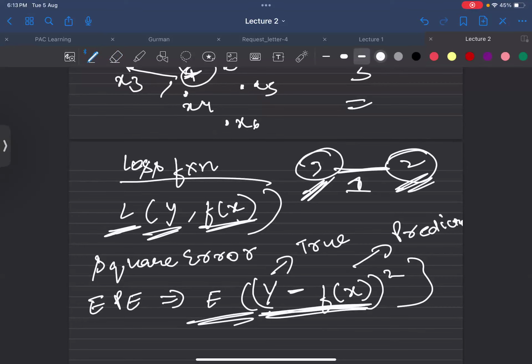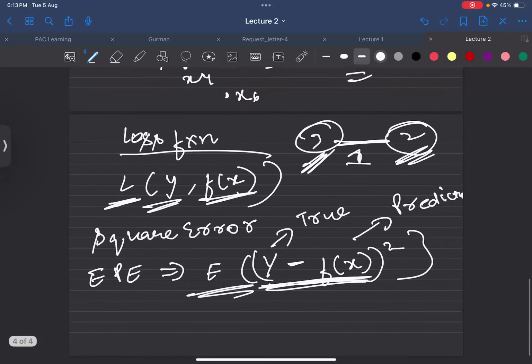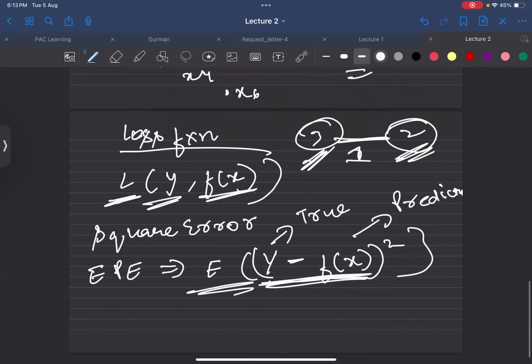Is it clear? Now, what is E? This is E, expectation, not EP. So EPE is basically expected prediction error, the expectation of the error. And as we are taking the squared error, it means we take the difference between them and square it. So expectation of the predicted error.